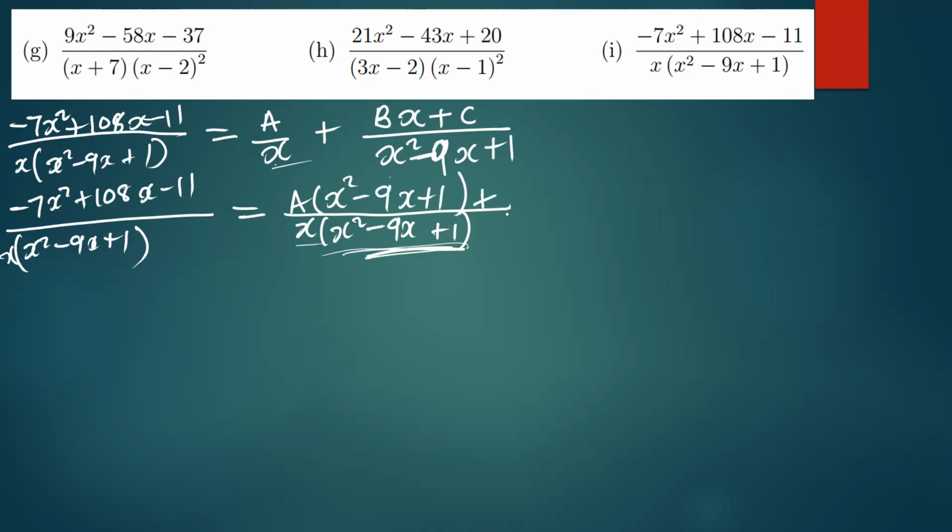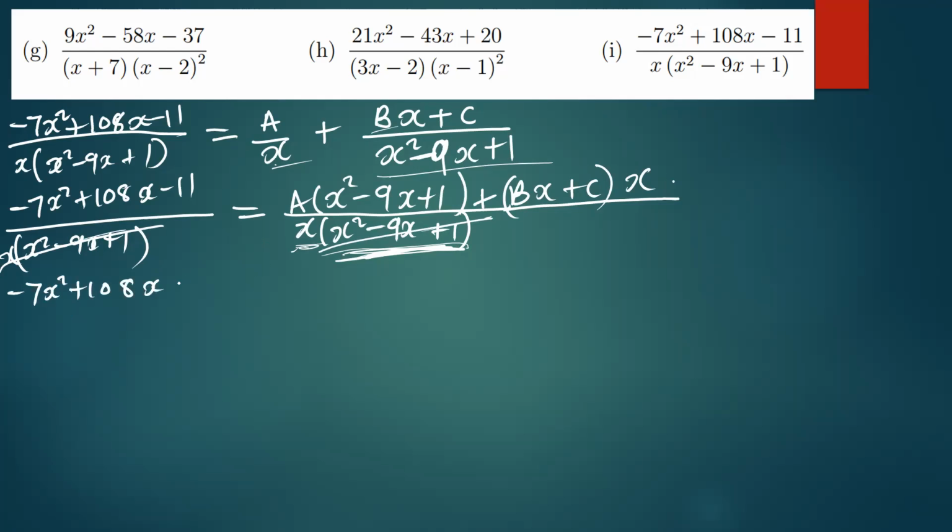Then we say plus. This expression into this expression will just remain with x times what is on top there. So we're going to have Bx plus C, in brackets, times x. If you want, you can just write x like that. Like I said, mathematically, this and that will cancel. If you do the cross multiplication, you discover that this will cancel with that, and you just remain with -7x² plus 108x minus 11.